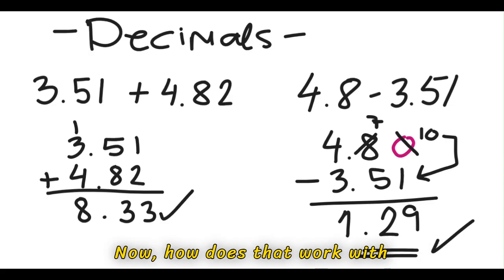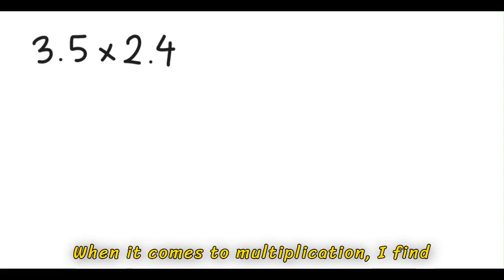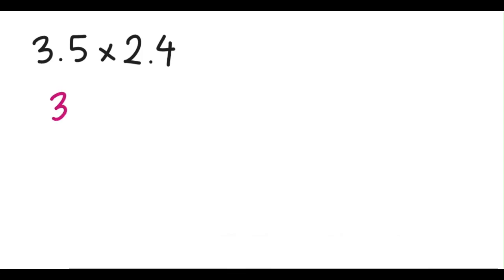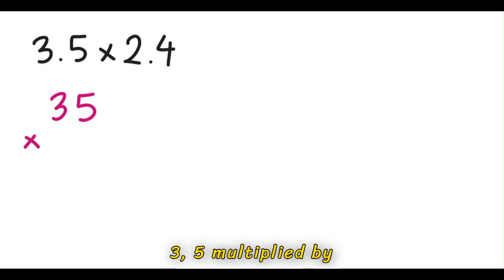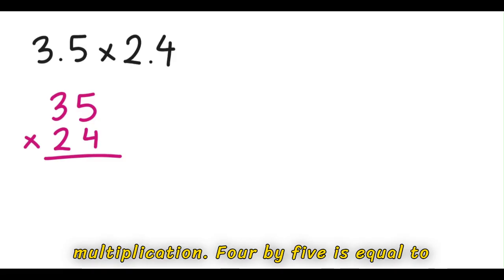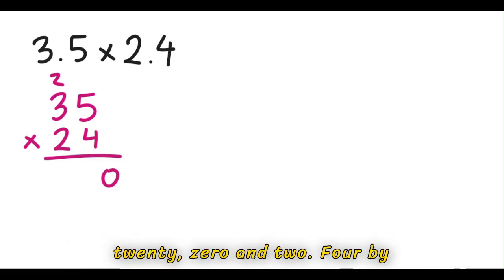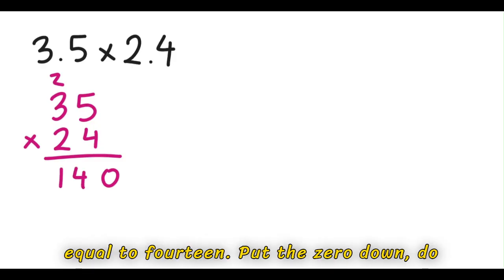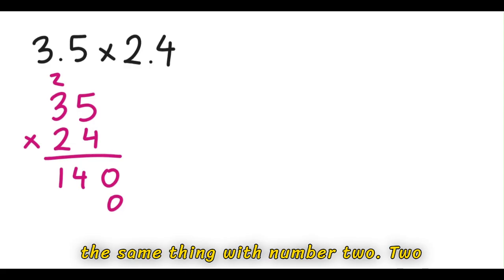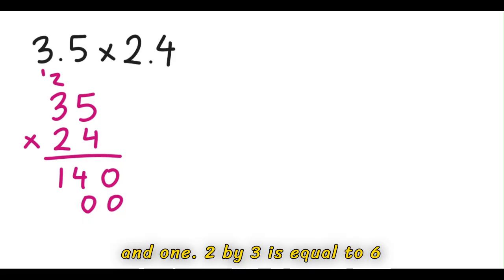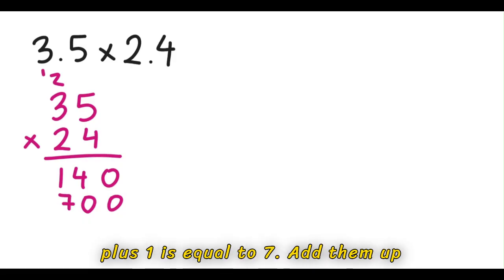Now, how does that work with multiplication and division? When it comes to multiplication, I find it pretty simple. Forget about the decimal point. You basically have only 5 multiplied by 24, and then it's normal multiplication. 4 by 5 is equal to 20, 0 and 2. 4 by 3 is equal to 12, plus 2 is equal to 14. Put the 0 down, do the same thing with number 2. 2 multiplied by 5 is equal to 10, 0 and 1. 2 by 3 is equal to 6, plus 1 is equal to 7.